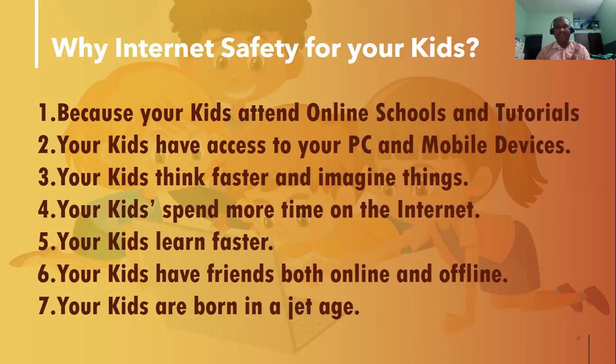Number three, your kids think faster and imagine things. Some of us parents will put our mind on so many issues that distract us, but these kids, their minds are faster, they can think faster than us. Now, I want to give just an example. Somebody was telling me of what happened to a parent during the lockdown of this coronavirus, I think between March and May.